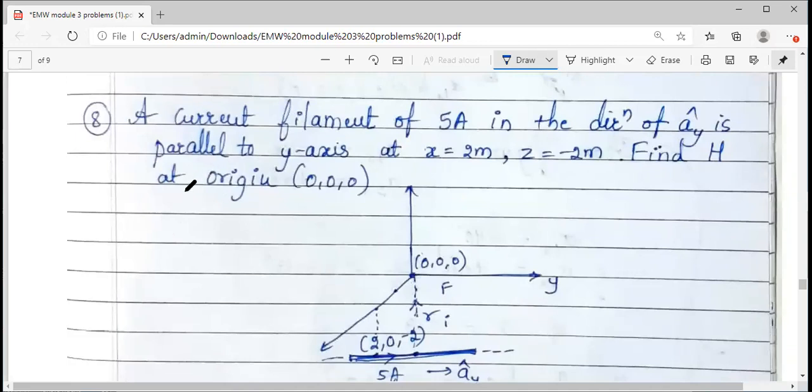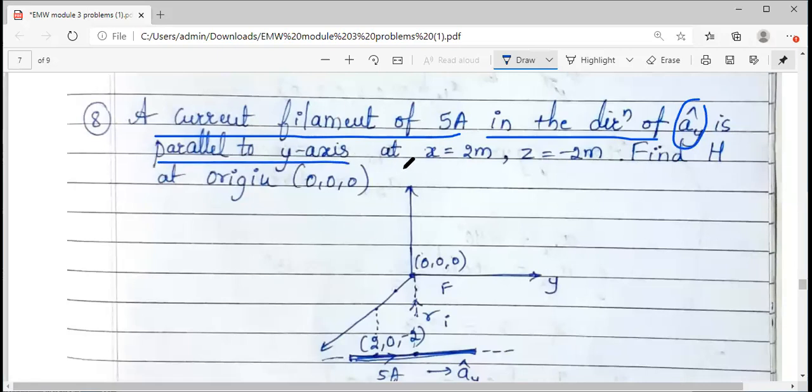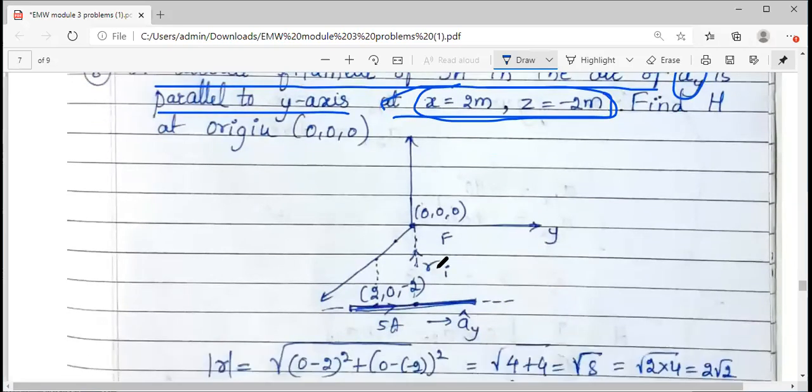Now the next problem. Please stop me if you find any doubt anywhere. A current filament of 5 amperes in the direction of AY is parallel to the y-axis at x equals 2 meters, z equals minus 2 meters. So there is a conductor, and its position values are given in terms of x and z, and it is parallel to the y-axis.